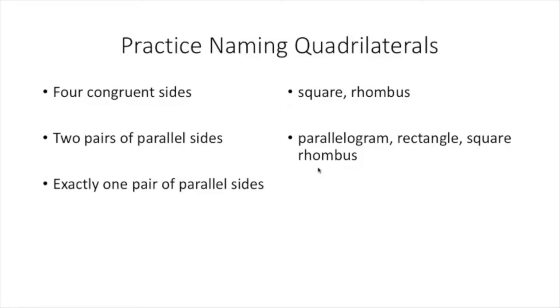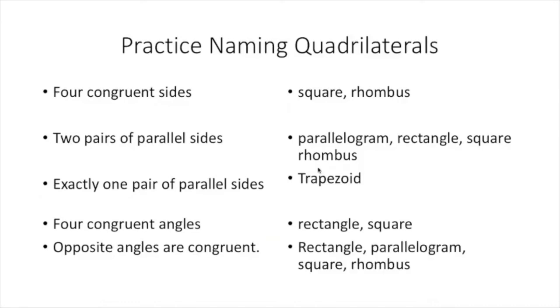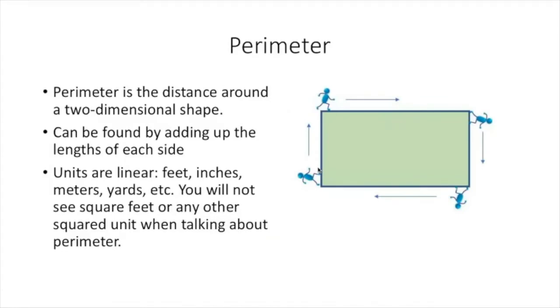Okay, what about exactly one pair of parallel sides? Go ahead and pause it. Trapezoid, you got it. Four congruent angles. Pause that video. I hope you got rectangle and square. What about opposite angles are congruent? You have to think about that one. Maybe go back and look at the flow chart. Okay, pause and come up with your answer. Rectangle, parallelogram, square, rhombus.